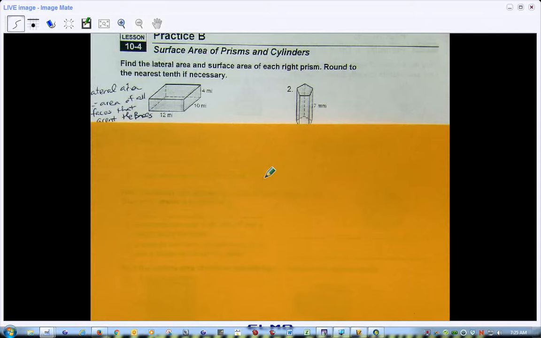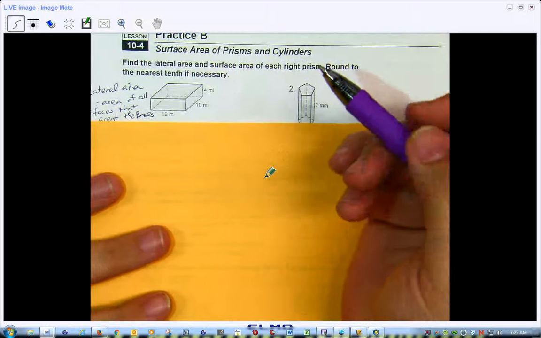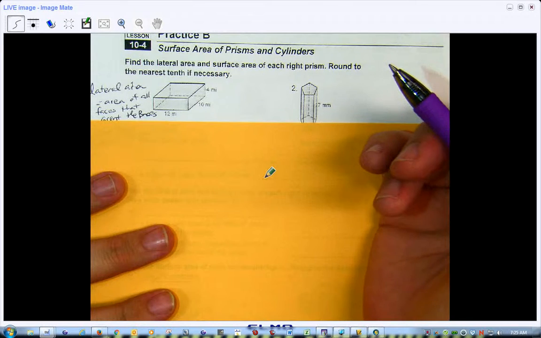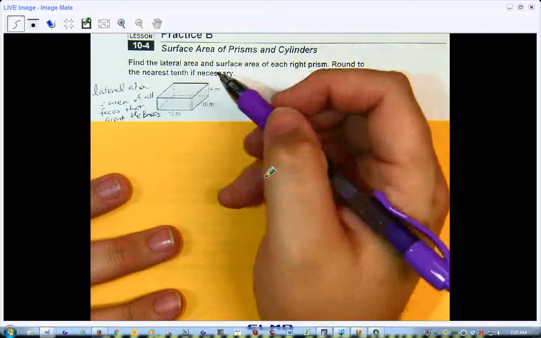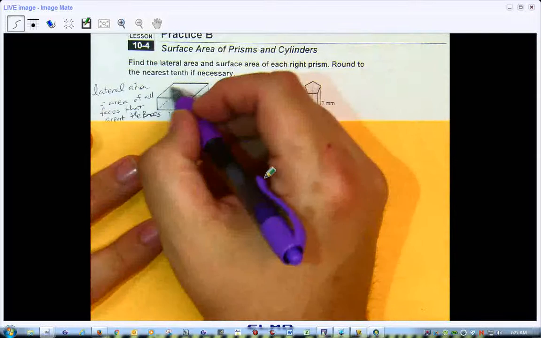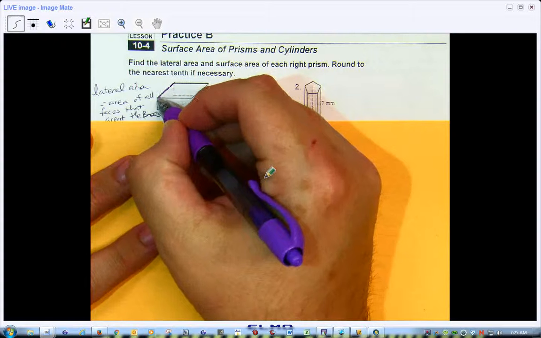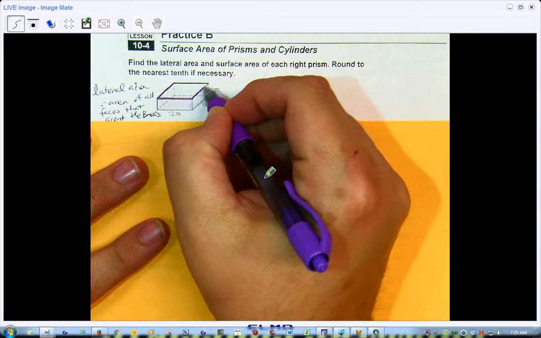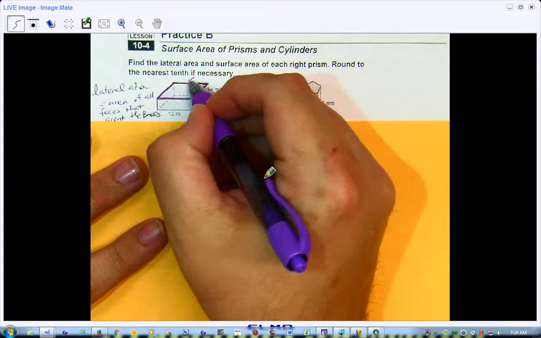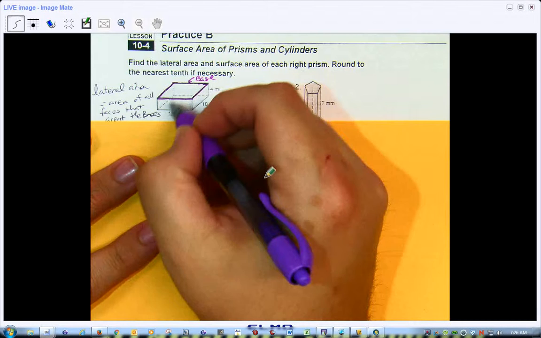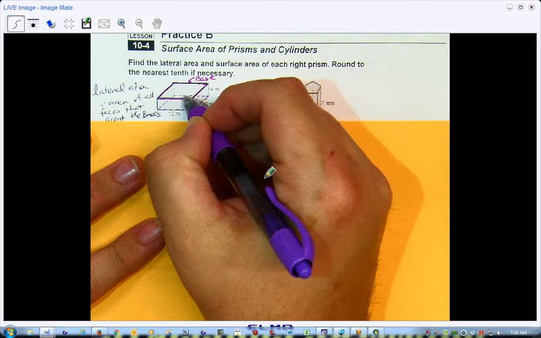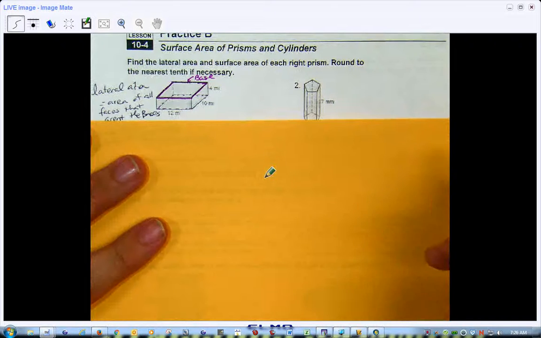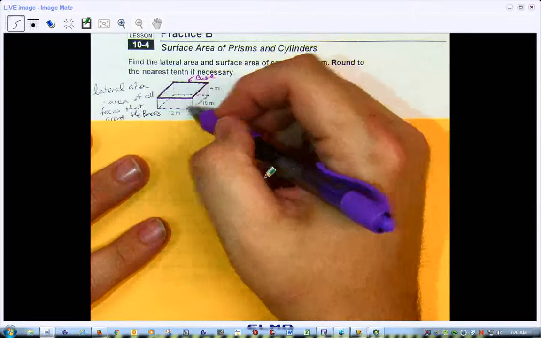Alright, this first question says find the lateral area and the surface area of each right prism, round to the nearest tenth if necessary. Now, the lateral area is going to be, alright, once we find the bases. I'm going to say that this top guy here is a base, and the one down here is a base too, because for prisms, you're going to have two bases, and they're connected by all the different rectangles.